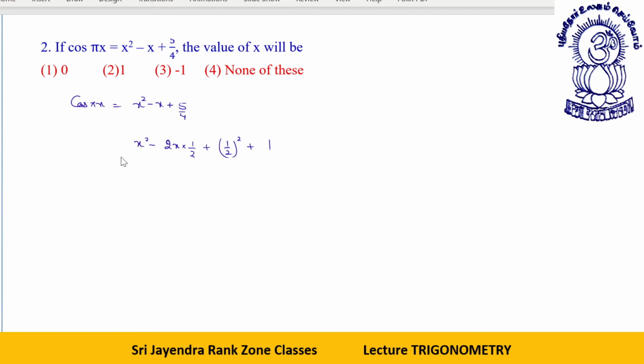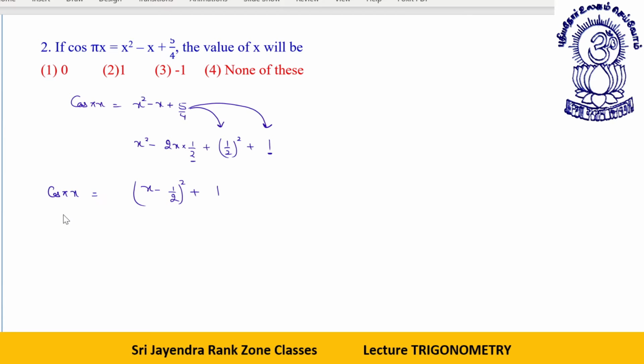Getting it, dear students? Why? Now this 5 by 4 I have broken as 1 by 2 square plus 1. This 1 by 2 square I am doing because this is a square minus 2ab plus b square. So this becomes (x minus half) square plus 1 is equal to cos pi x.